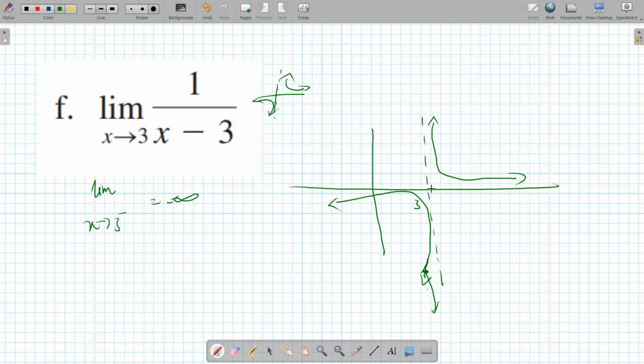What about on the right side of 3? So we're looking at this because that's like 3.01, right? It's never going to cross that wall. Where is that going? Positive infinity. Yeah, so does the limit exist?